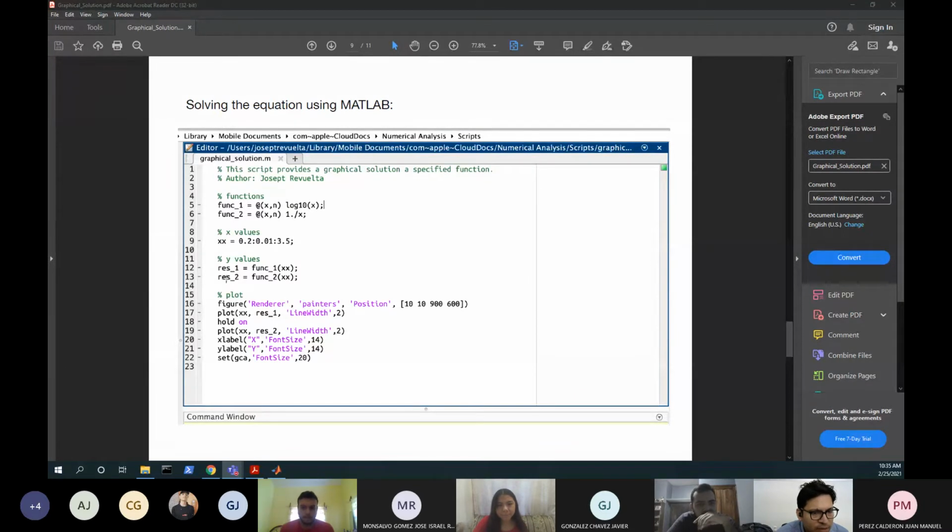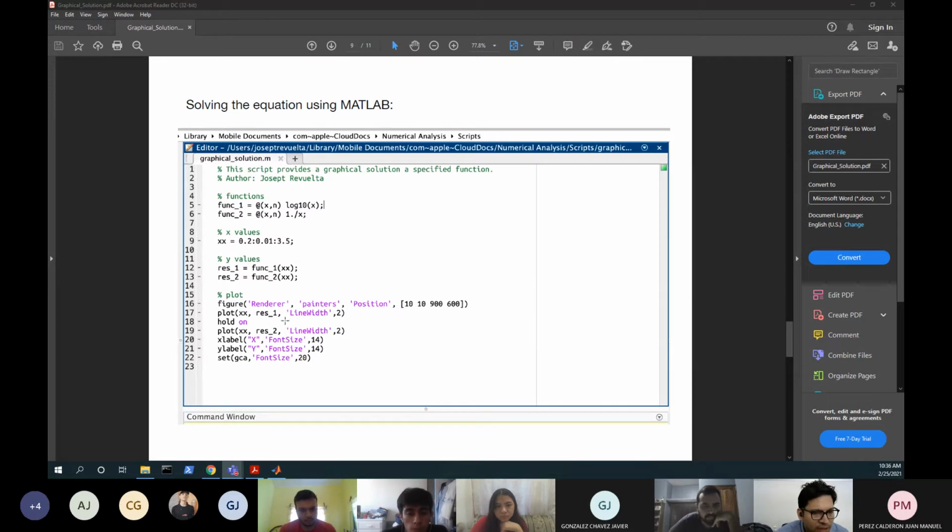And then my results 2 is equal to my function 2 evaluated in the neighborhood. Okay, and then of course you have options to plot. This is a figure, render, painter, position. So this is just the position of my plot, which is not relevant for the class. You can just use figure and type it however you want. So I have a plot. The plot is going to be my neighborhood with my results number 1 with a line width of 2.